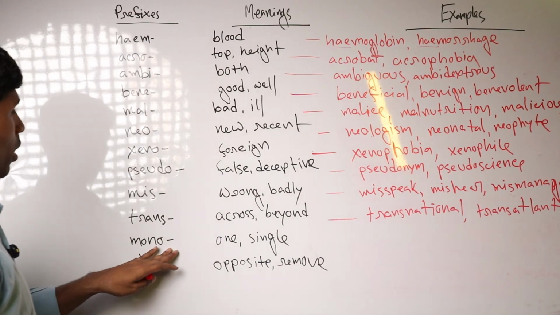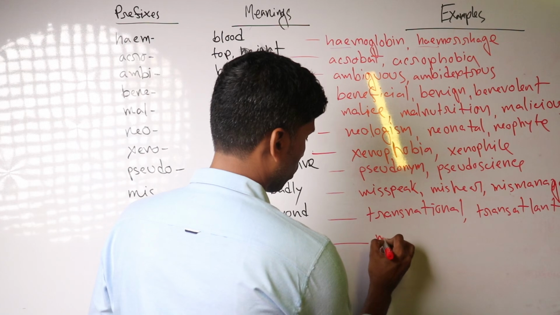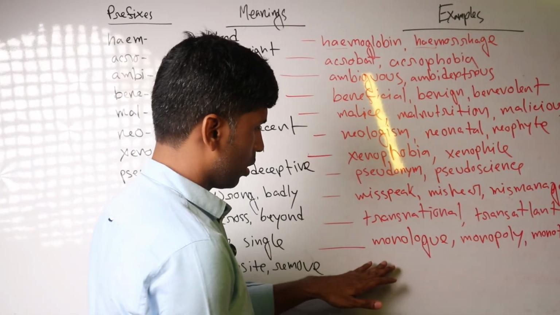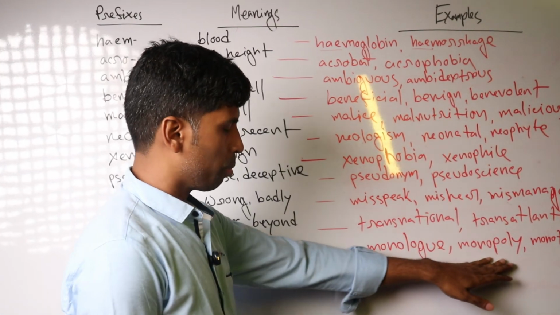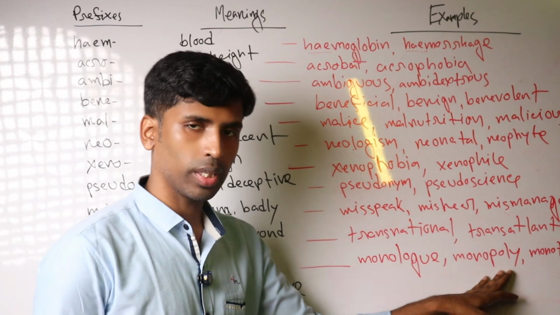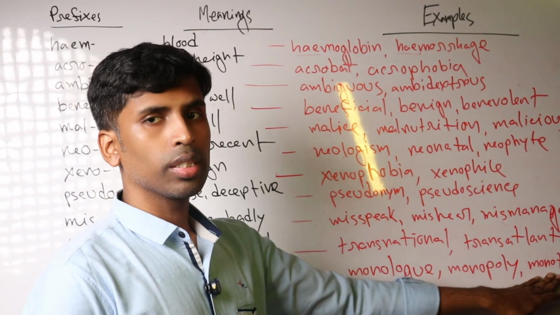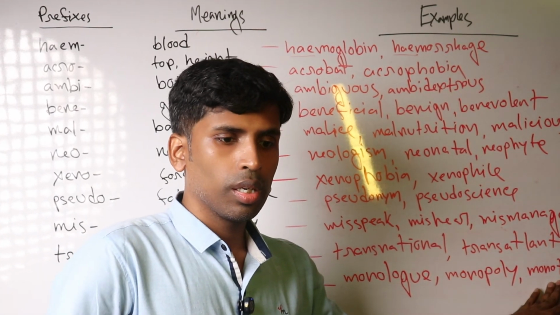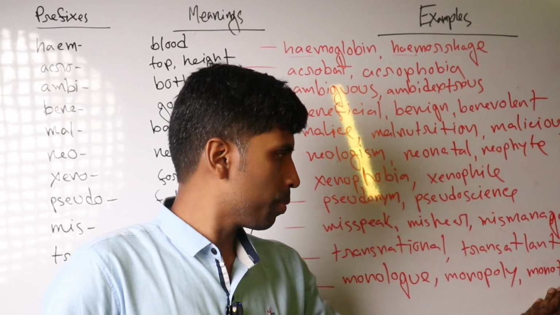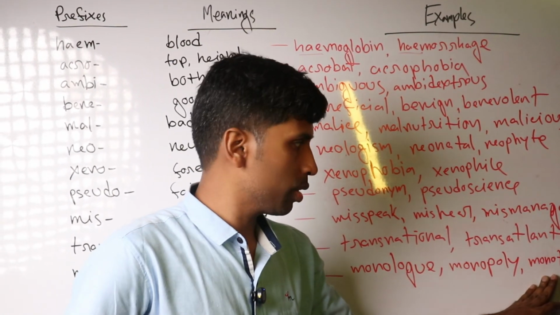Mono is another prefix. This means one or single. For example, a monologue is a long speech by one person. Monopoly is a situation where a business or a company has complete control so that others cannot compete. Monotheism is a religion or a belief where there's just one God. Okay. So, for example, Islam is a monotheistic religion.